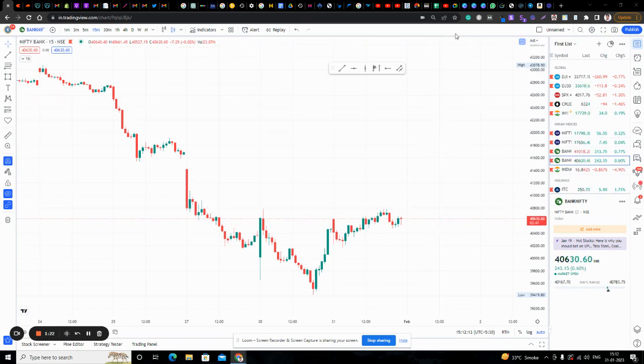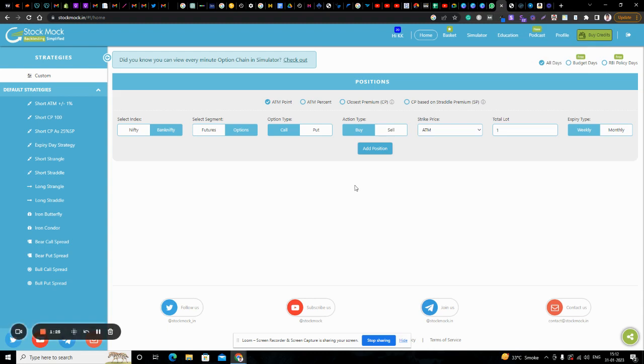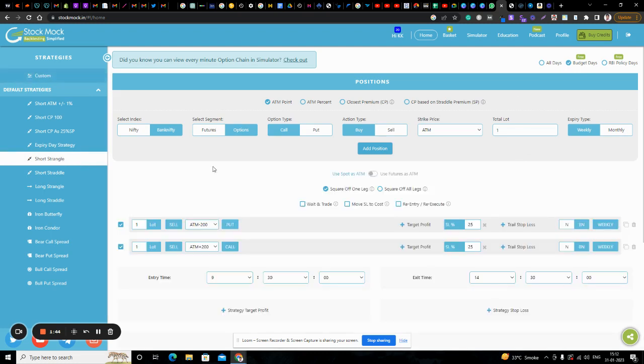All right. So I'll take you to this screen. It's called StockMock. You basically use this platform to create strategies and backtest standard rule-based setups. Now here, I will just be testing for budget days, and what we'll be looking at is a short strangle. I'll tell you what a strangle is. A short strangle is basically when you sell an out of the money call and an out of the money put. A long strangle is when you buy an out of the money call and an out of the money put. We are trading in short strangle now.